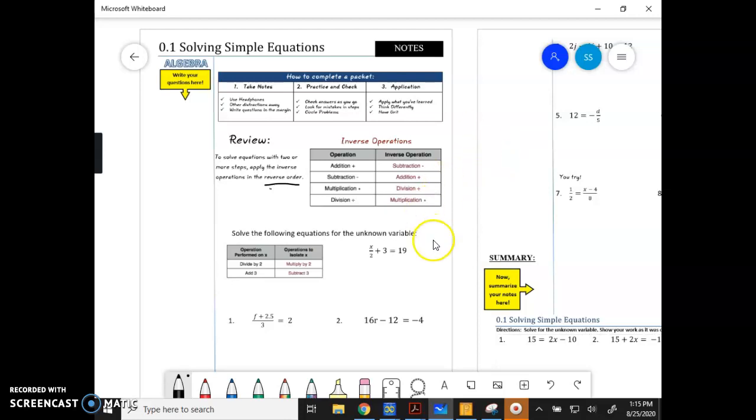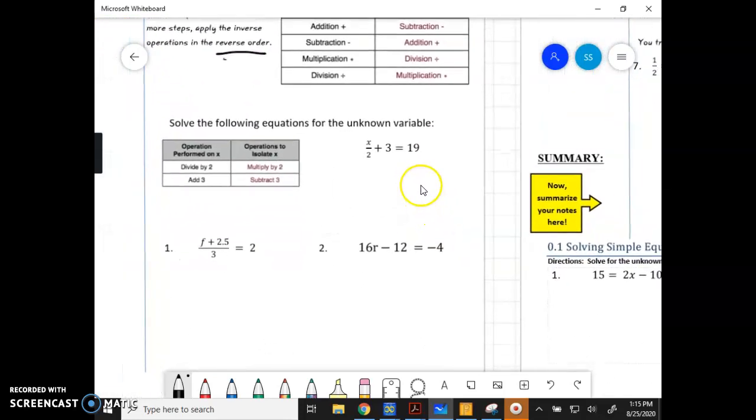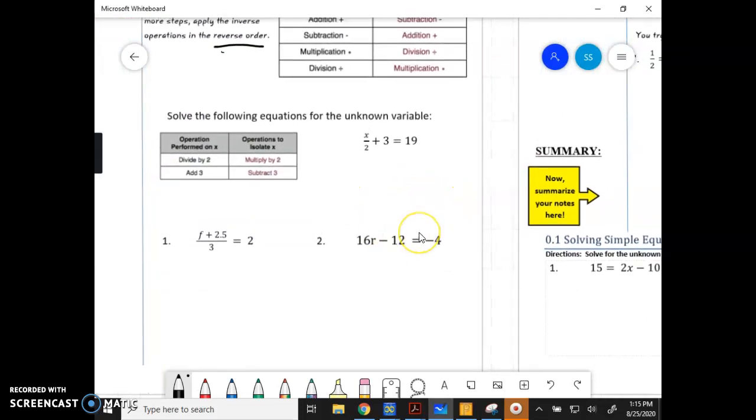All right, so let's take a look at this practice problem right here. So what we like to ask is what's being done to the variable, or what's being performed on x. The variable here is x. So we have x is being divided by 2, and then we're adding 3. Okay, so if we were to solve something like this, we would solve top to bottom. We want to go in reverse order to solve. Okay, so we want to first subtract 3, and then we can do some solving.